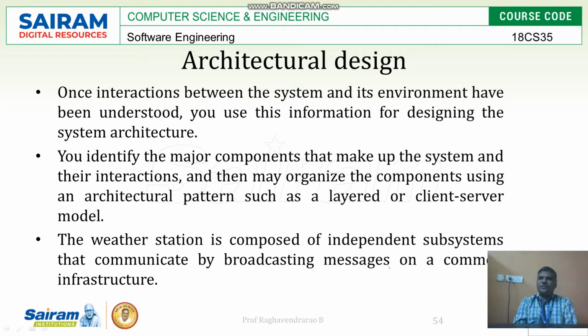In this architectural diagram, you're going to use the major components for interaction purposes, to communicate between the different components and the layered architecture, the client-server model. So you're going to use this particular model. The weather station is one example here of an interaction system. Individual subsystems can communicate, and the main system can also communicate.